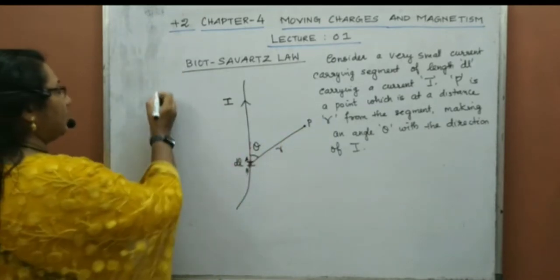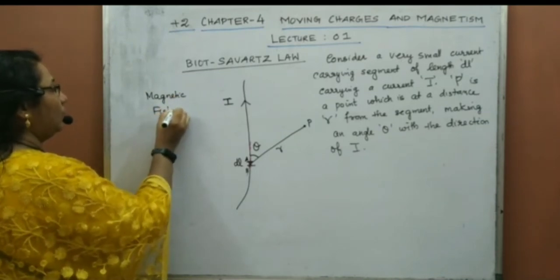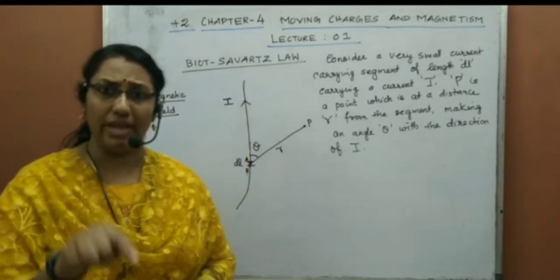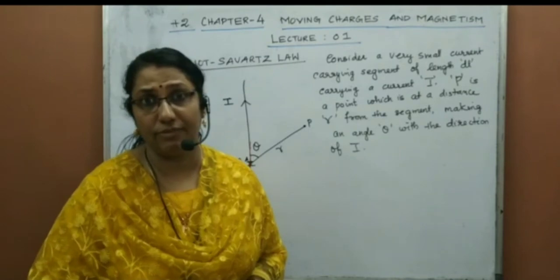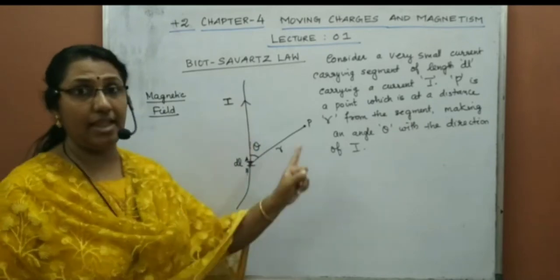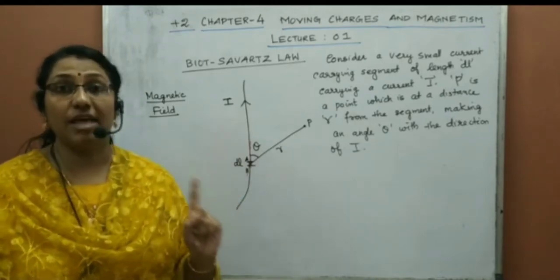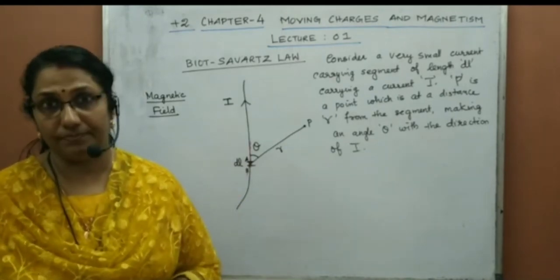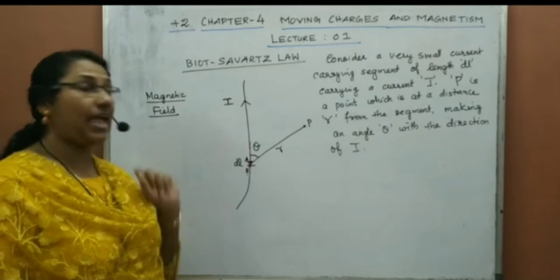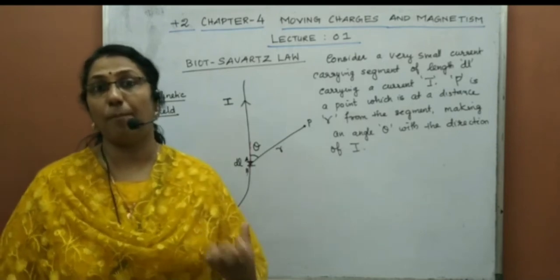Okay, if so, this current carrying segment produces a magnetic field at the point P. What is magnetic field? What was electric field? It is the region around a charge where another charge experiences a force of attraction or repulsion. Similarly, what is magnetic field? It is the region around this current carrying conductor where a magnetic substance like a compass needle placed at P experiences a magnetic force.